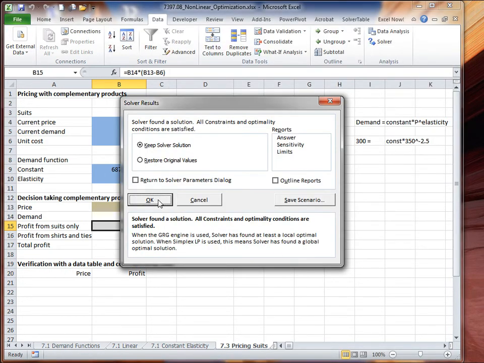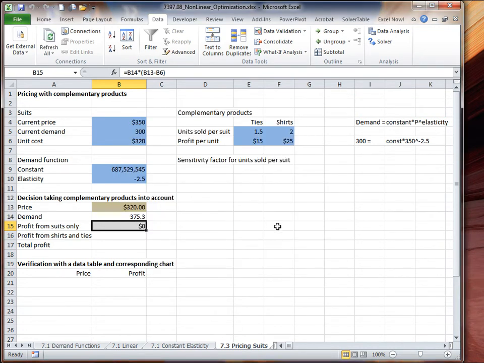Solver found a solution, okay. It set the price equal to 320, and it set the demand equal to 375.3, and I made 0 profit. Does that look right? How in the world do we get an answer like that? What do you think the problem is?